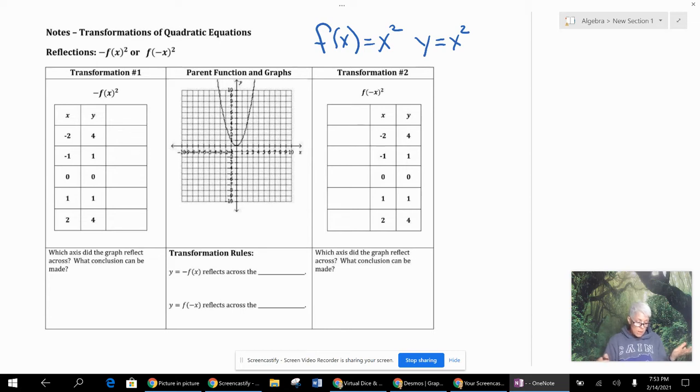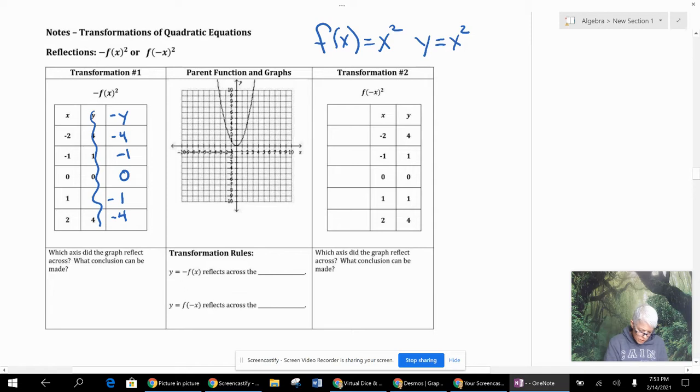It's in front of the f of x, so it's affecting the y, and there's a negative. So I'm just going to go ahead and rewrite that. By the way, this table that I have here has all the ordered pairs that created the parabola that you see. So now we're going to change things up. If I put a negative in front of f of x, then this becomes a -4, a -1, a 0, a -1, and a -4. So I'm going to cross this out, and I'm going to start graphing these new points, and you're going to see what happens.